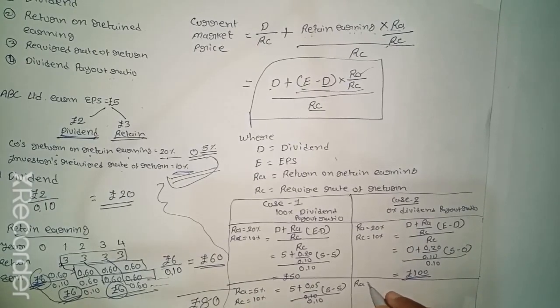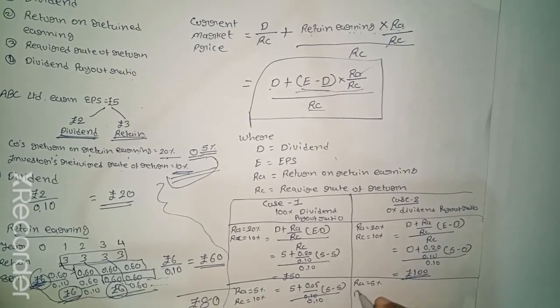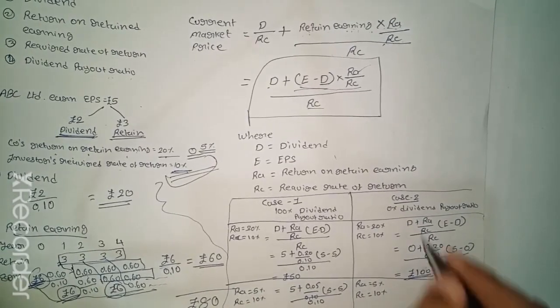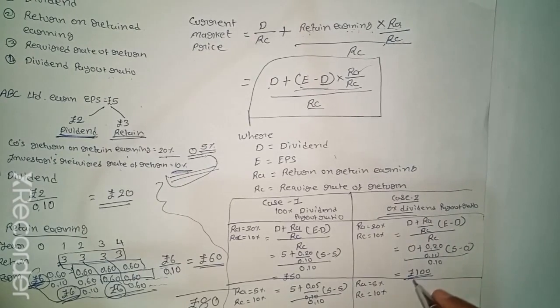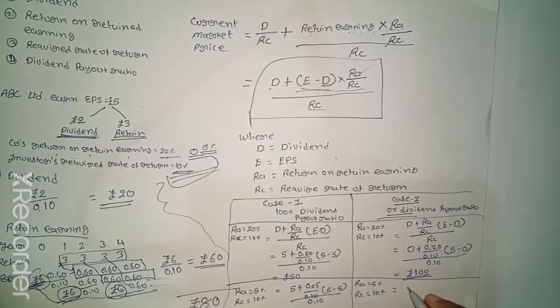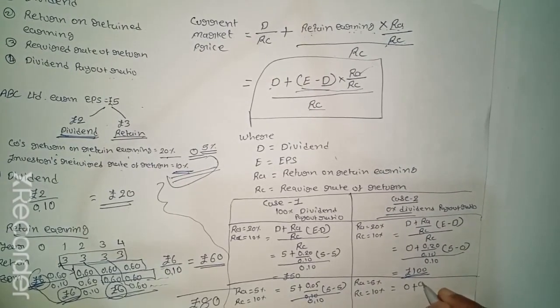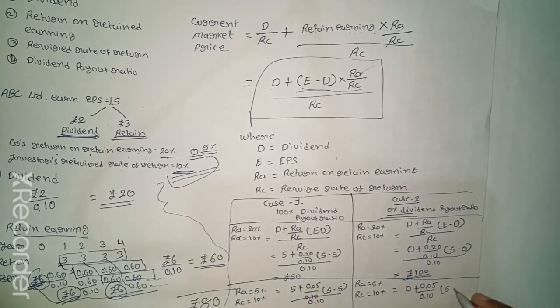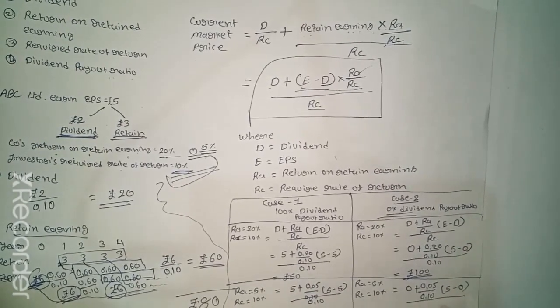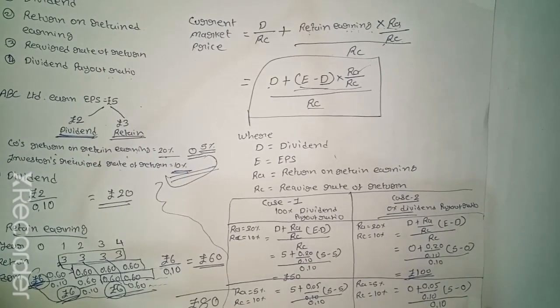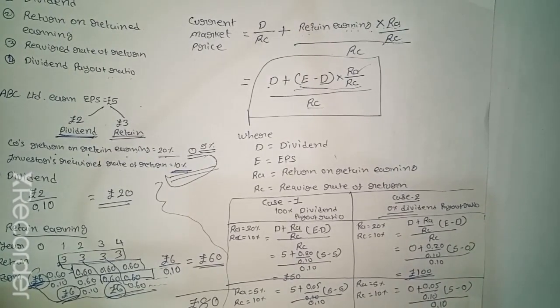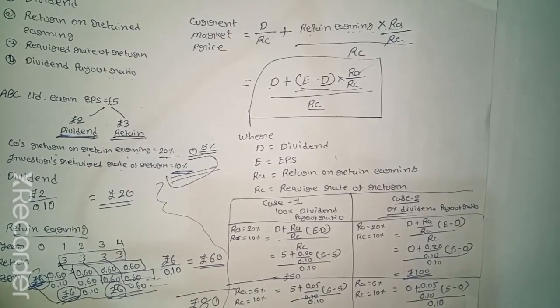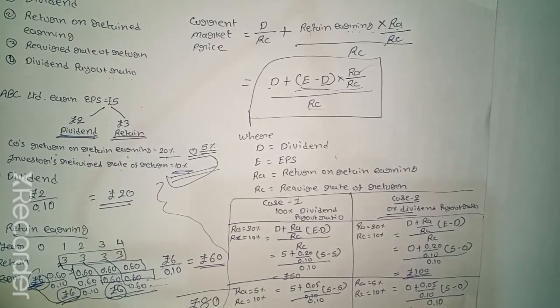Here RA is equal to 5% and RC is equal to 10%. Here 0% is dividend, 0 dividend plus company will earn 5% and required rate of return is 10%. Here 5 rupees earning, 0 rupees dividend, all divided by 10. Right? By solving this, we get the value is rupees 25.